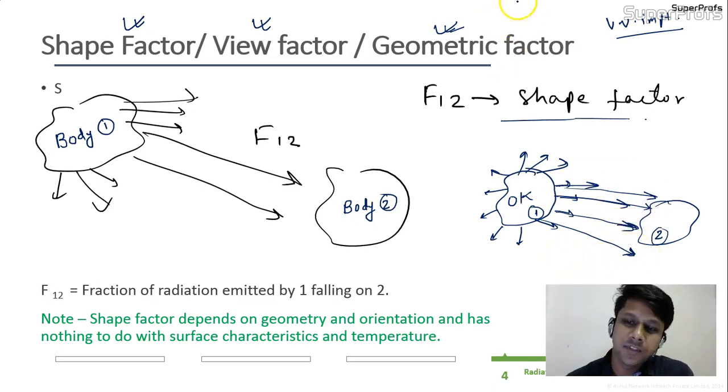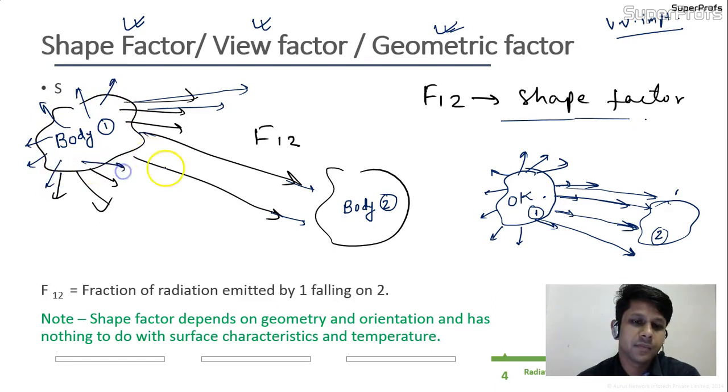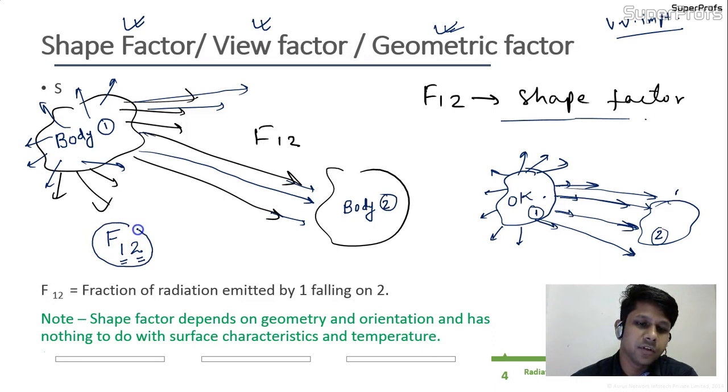Is it possible that all of the radiation from body 1 will fall upon body 2? No, because of this kind of orientation, only some of the radiation of body 1 can reach body 2. Some are going in this direction, some are going in this direction, right? So only some of the radiation will reach body number 2. The fraction of radiation emitted from 1 falling on 2 is known as the shape factor of body 1 with respect to 2.